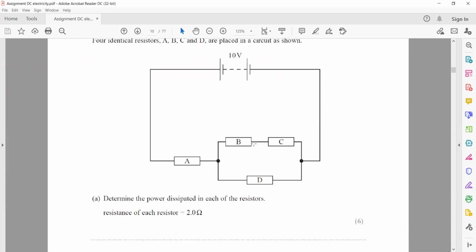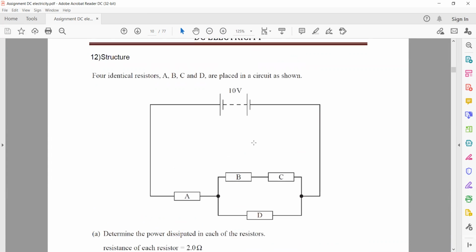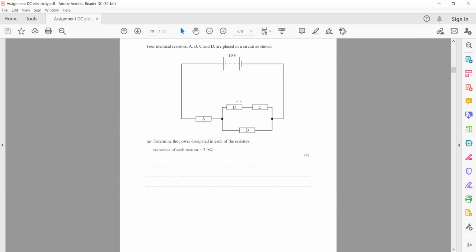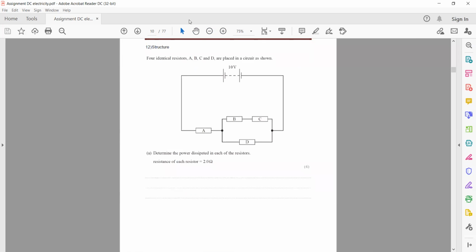Four identical resistors shown, A, B, C, and D, are placed in a circuit as shown. Determine the power dissipated in each of these resistors, and it's of 6 marks. So basically, to get the power dissipation, you should know the current. Each resistance is 2 ohm. So this one is 2, 2, 2, and 2.